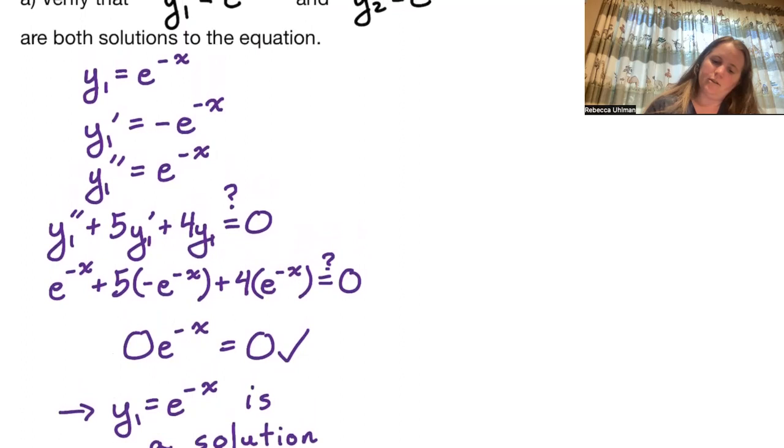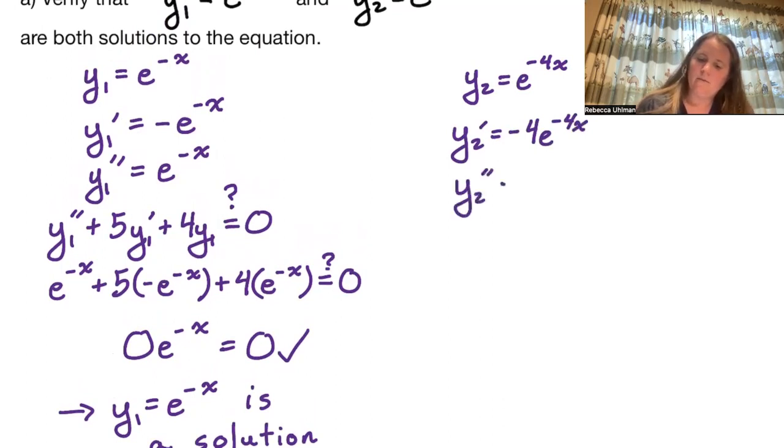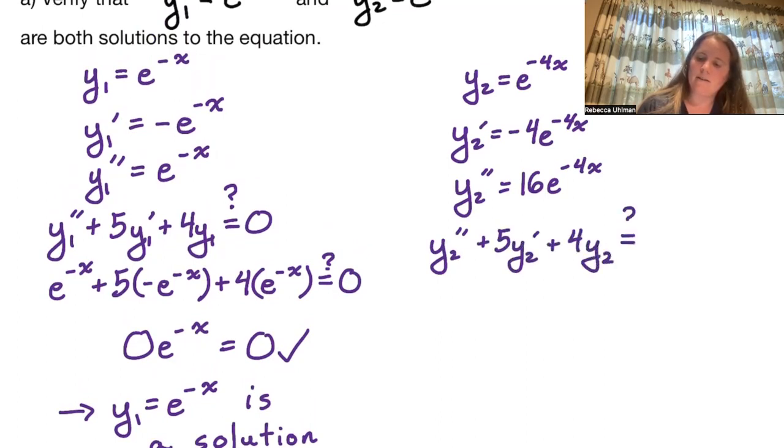Similarly, if we do this for y2 equaling e to the negative 4x, y2 prime would be negative 4 e to the negative 4x. y2 double prime, we're looking at 16 e to the negative 4x. If we plug this into the equation, we're looking at y2 double prime plus 5y2 prime plus 4y2, wanting to know if that is equal to 0.